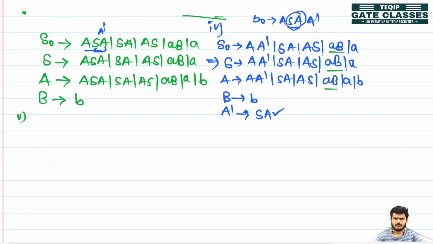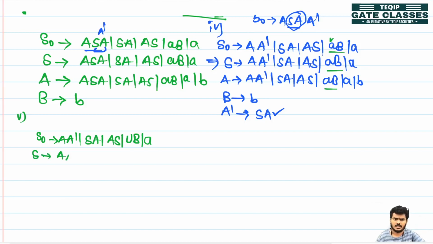So the final step will become: S naught is producing A dash, then SA, yes. And instead of this small a, we have to use another variable, that is a non-terminal. So here, suppose I am using capital U instead of that. So UB and small a.